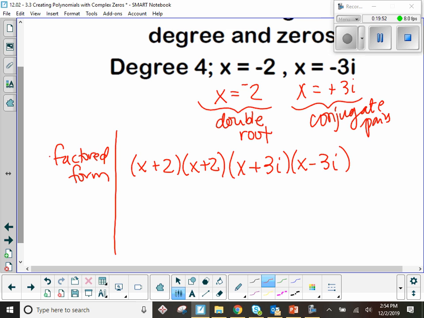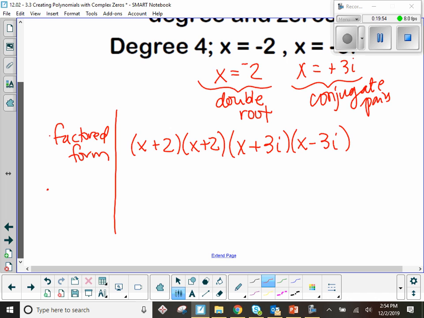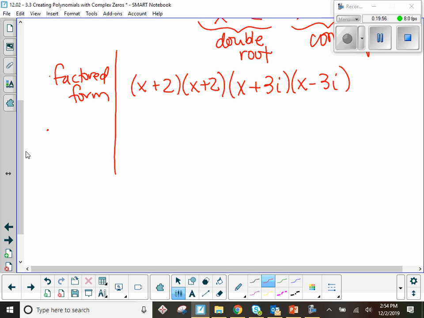So then you will use two different methods here. FOIL on this one, and a squared plus b squared if you like that shortcut. Otherwise, you're welcome to just FOIL.